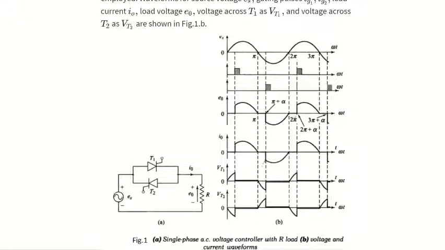So this will continue. Again between 2 pi and 2 pi plus alpha duration, that is in the positive cycle, T1 will be forward bias, but it is still not turned on. So there will be no output. Once you turn on with the gate pulse, there is the output. Again from the duration 3 pi and 3 pi plus alpha.